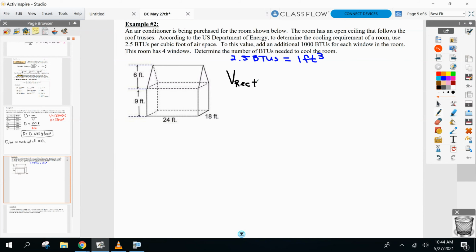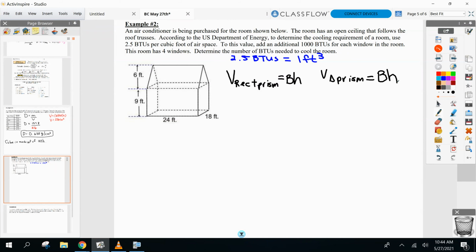And what the heck do I have on top? Triangular prism? I got a little triangular prism on the top. I think they both have the same formula, BH. On your formula sheet, any prism, BH. We're all good.